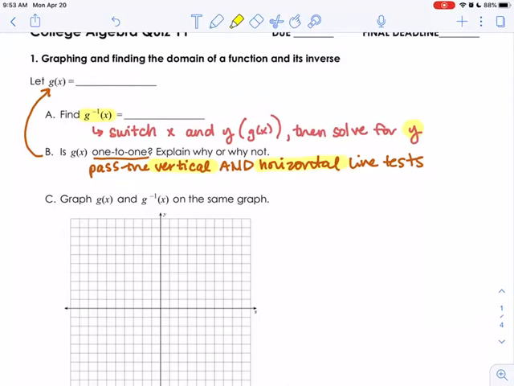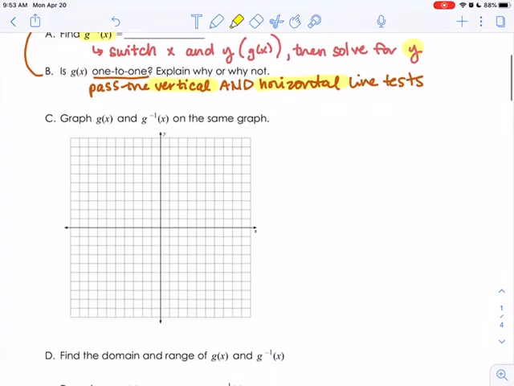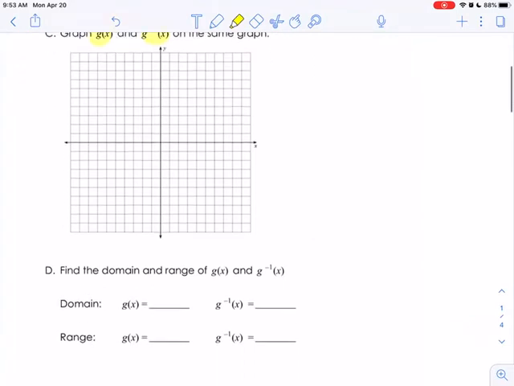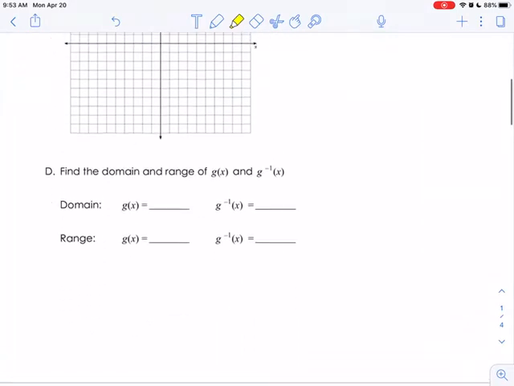On the homeworks, we looked at different types of functions, and just by looking at what your function is, you can think through if it passes that horizontal line test or not, and explain that in words. Then it's asking you to graph the original function and its inverse on the same graph. Label those so that I know which is which. And then it's asking you to find the domain and the range of each one of these.